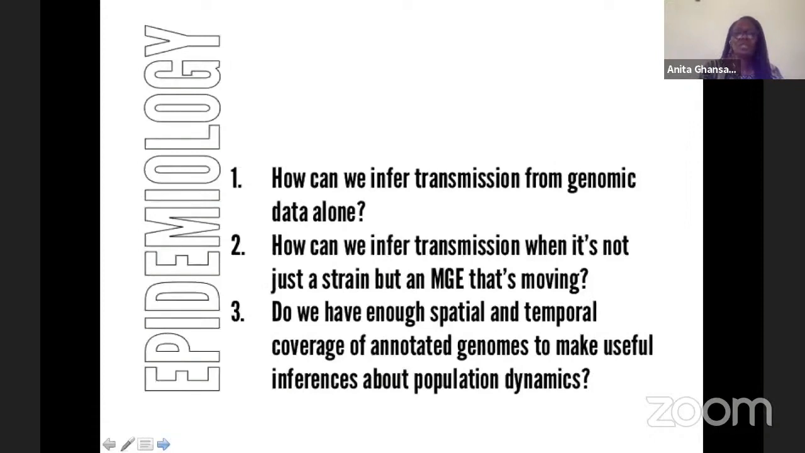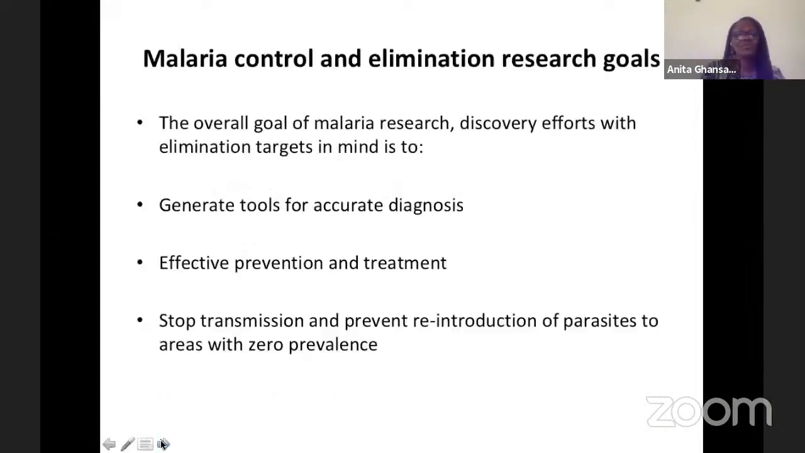For epidemiology, there are certain questions that you would want to clarify. How can we infer transmission from genomics data alone? How can we infer transmission when it's not just a strain, but a transcriptome that is moving in the population? Do we have enough spatio-temporal coverage of annotated genomes to make proper inferences about the population dynamics of an infection? So yes, you can have genomic data, but the data should be enough to give you actual inferences about the population.